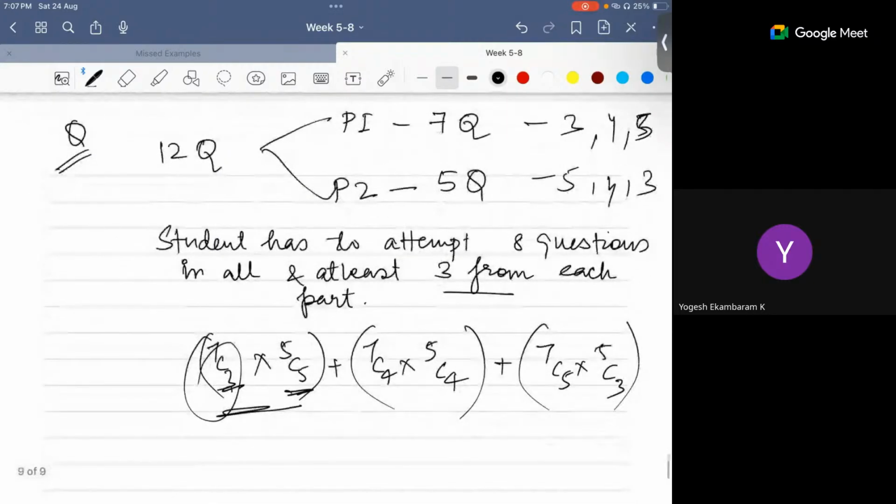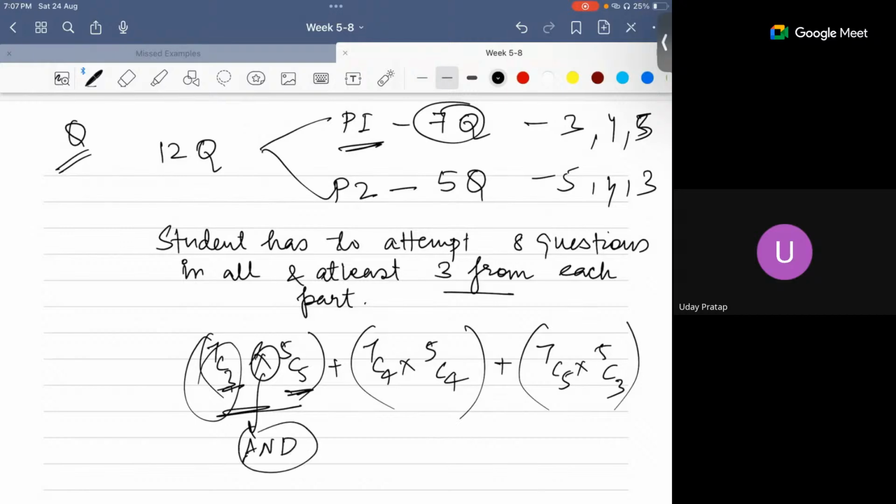See, if you have to attempt eight questions altogether, three you are attempting from part one. So how many are you choosing out of the seven questions? Three, right? 7C3. Why are you multiplying? What did I say in the starting? If you have n1 ways and n2 ways, and there is an AND case, you multiply. And why here? Because altogether you have to attempt eight questions.